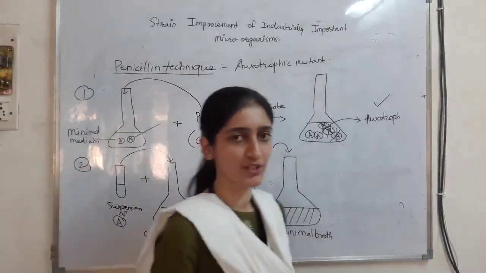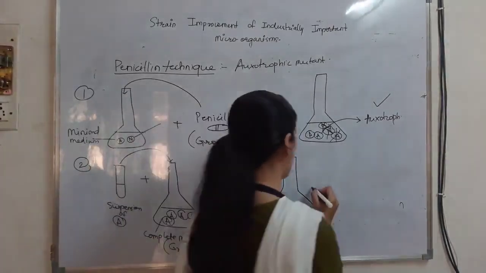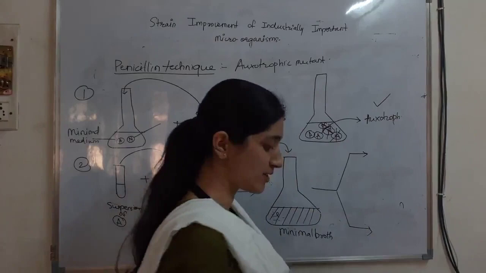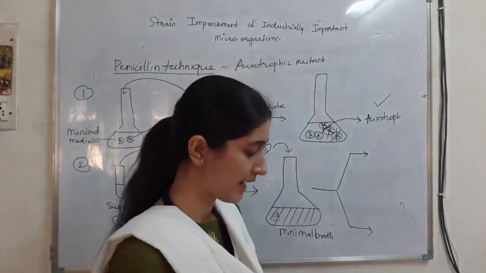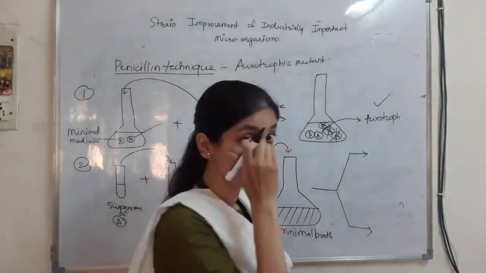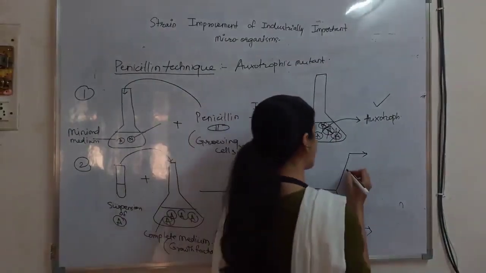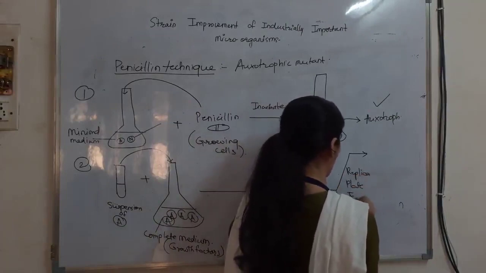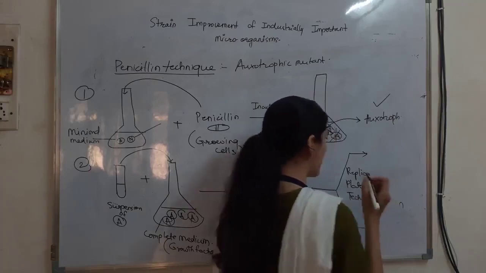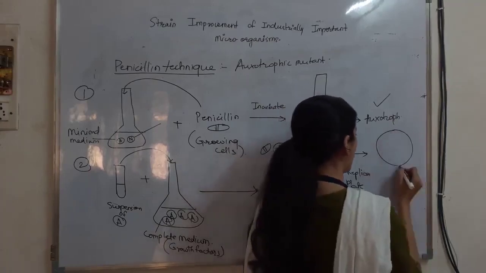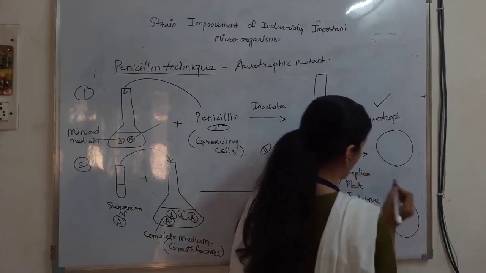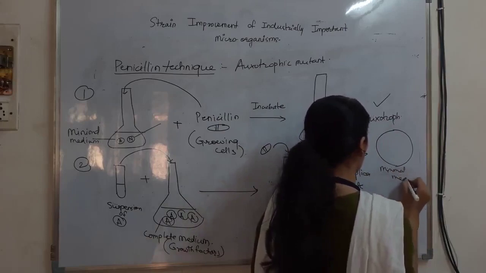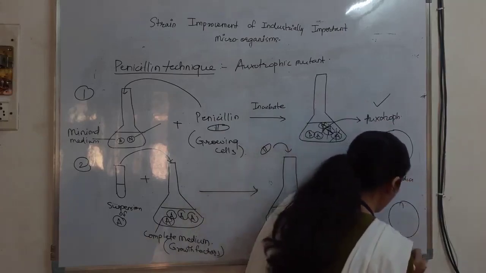Now allow it for incubation, and after incubation, wild cells will be killed here, and for the selection of the auxotrophic mutant, we can use the replica plate technique, in which we make plates of minimal media and complete media.